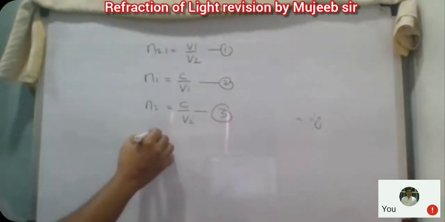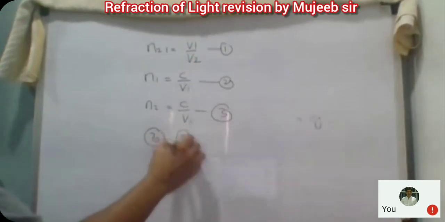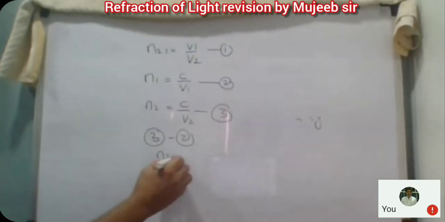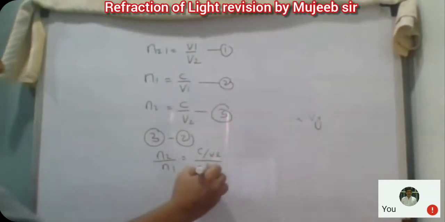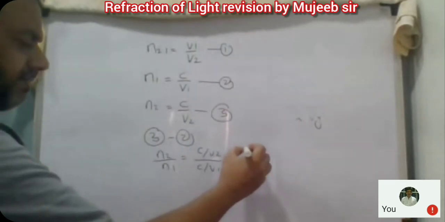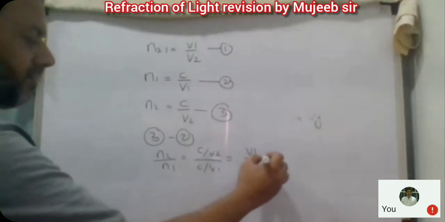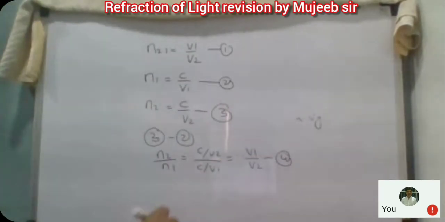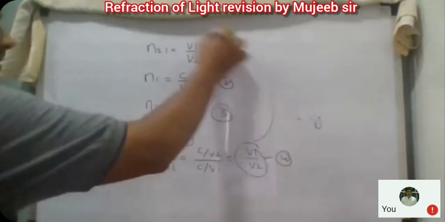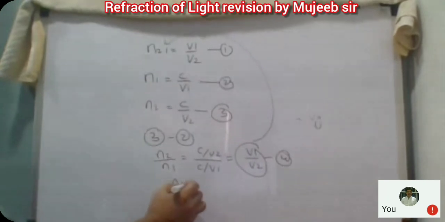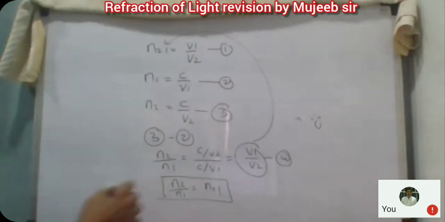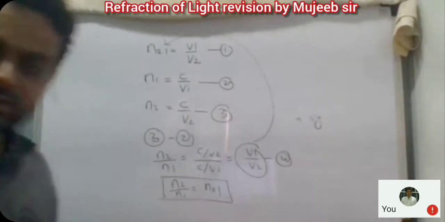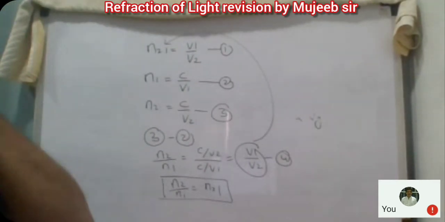Now divide the equations: C upon V2 divided by C upon V1, and when you solve it, it comes to V1 upon V2, equation 4. What is V1 upon V2? V1 upon V2 is equal to N21. So you got N2 upon N1 equal to N21. You got one more formula for the refractive index of the second medium with respect to the first medium.